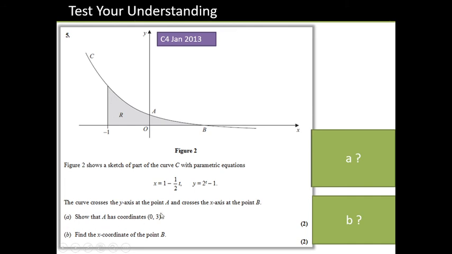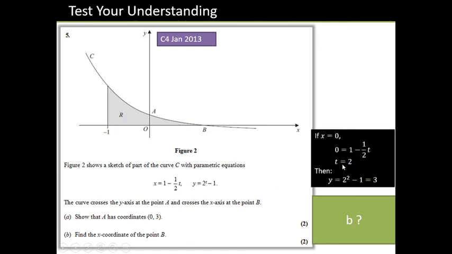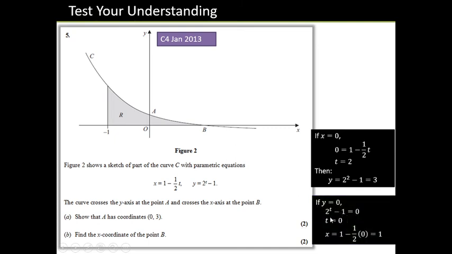Well, substituting 0 into our x and solving, we should have found our value of t was 2, which we could then substitute into our expression for y to get our y coordinate. And likewise find the x-coordinate of the point B. If we'd substituted our y being equal to 0, we could then find our value of t and rearrange to find out what x is, and substitute back in to find out what our x value would take.